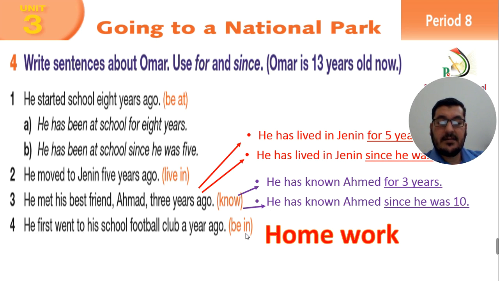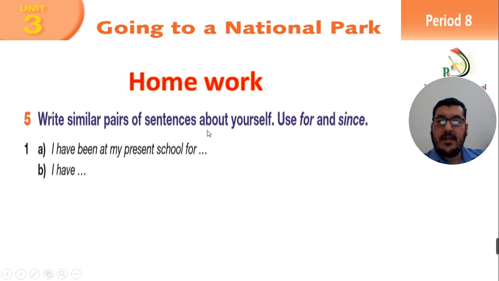Use be. This is homework. Do it in your notebook, everybody, by using since or for. A sentence about for and a sentence about since. The last exercise, number 5, write similar pairs of sentences about yourself. Use for and since. Write about yourself. For example, I have been at my present school for, and this is in your notebook, everybody.